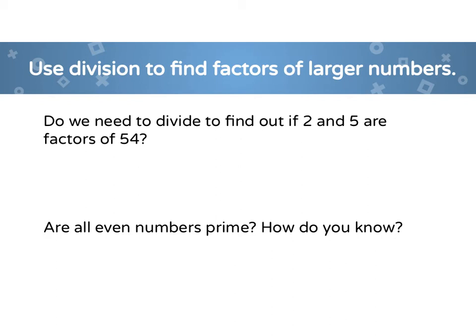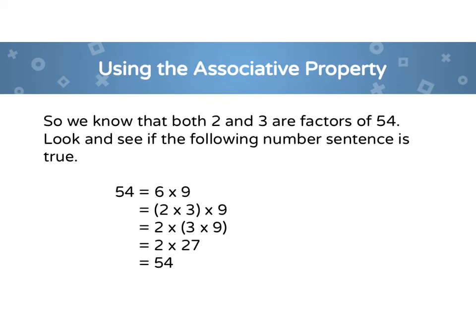Now let me ask you this question. Are all even numbers prime? Well, we know that they can all be multiplied by 2, but the answer is no, because 2 is a prime number. But all other even numbers are composite. We'll be talking more about that, so don't get confused. Let's go back to this number, 54. We know that 54 is equal to 6 times 9.